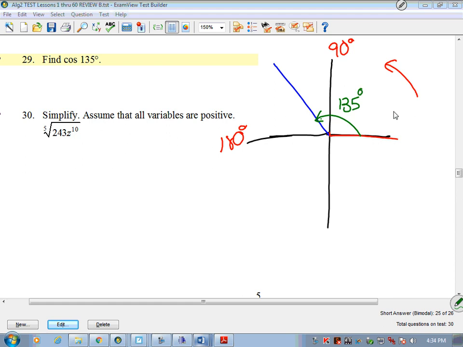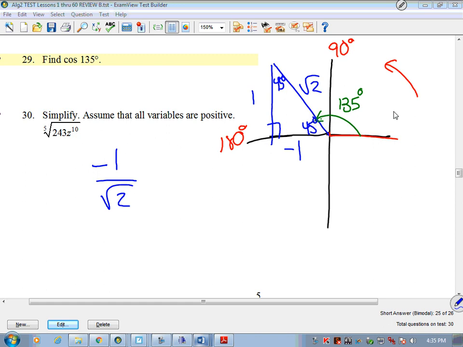I want to know what my reference angle is, because I want to complete this triangle. Whenever I take 180 minus 135, I get 45 degrees, which means this is 45 degrees. In my special right triangle, that means I'm going to get 1 and -1 and radical 2. The reason this is -1 is only because we're left of the y-axis. If I want cosine, that means adjacent over hypotenuse. So that's -1 over radical 2.